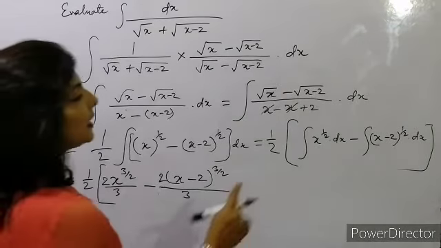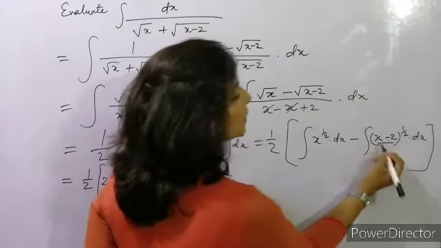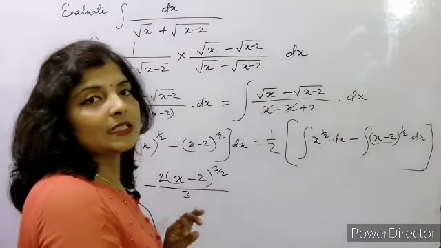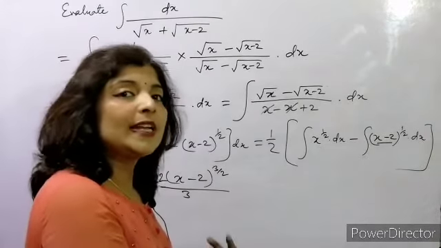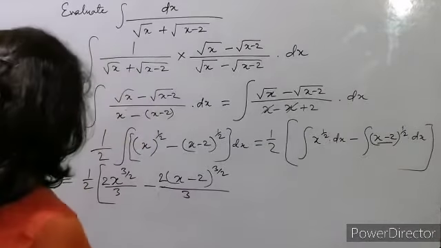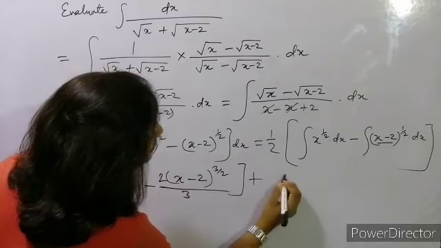Now again we have to integrate this one also. Okay, so x minus 2, if we differentiate we'll get 1. So when integrating we'll divide by 1. There will be no change. Okay, and plus c.